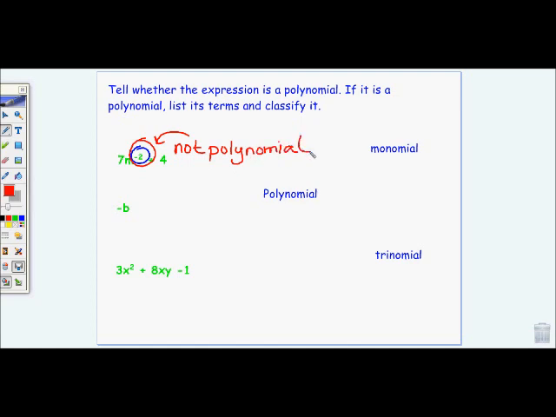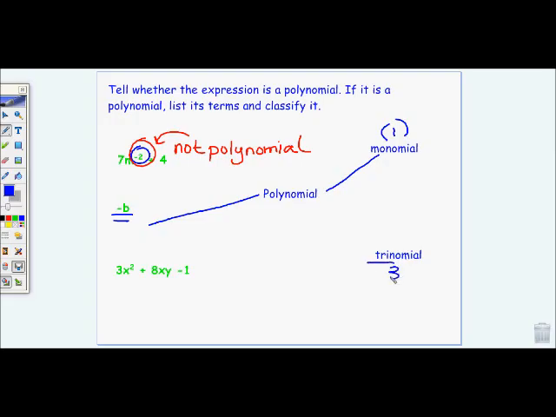Okay? If we go to the next expression, we have negative b. The only term is a negative b. So that one, there it is a term though. The negative is okay. That makes it a polynomial. And because we only have one term, it makes it a monomial. Again, remember that's one term. Trinomial is going to be three terms.